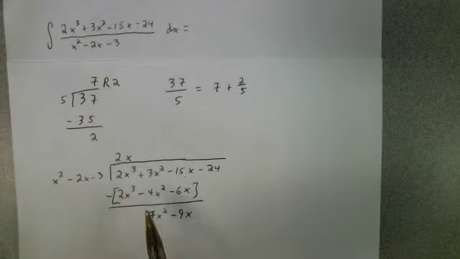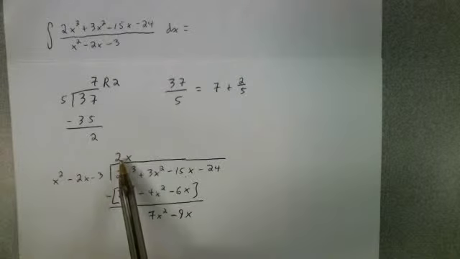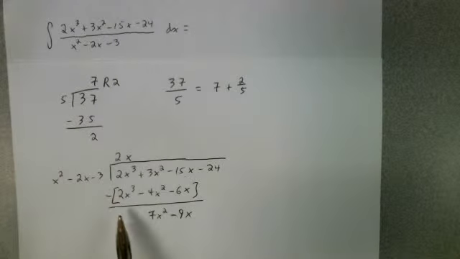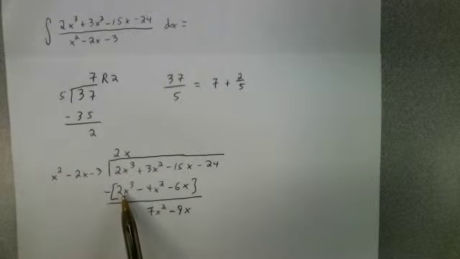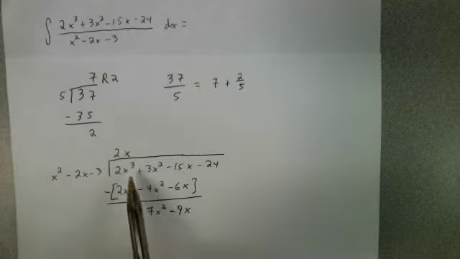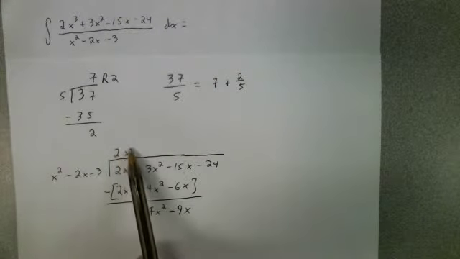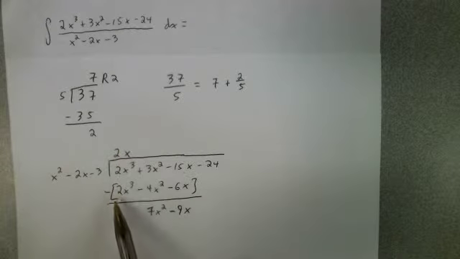Okay, now we have to talk about, well, how the heck did you know to put a 2x here? Well, look at what happened when we did the subtraction. 2x cubed minus 2x cubed is 0. So, by putting this guy here, I made sure that when I did my subtraction, I got 0. I got rid of the leading term here.